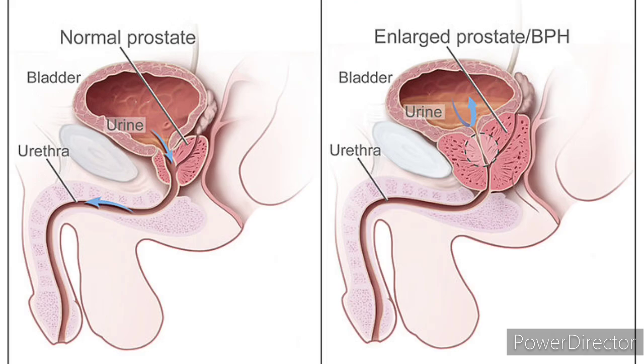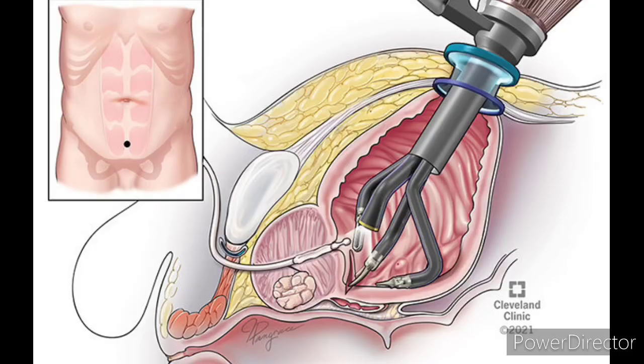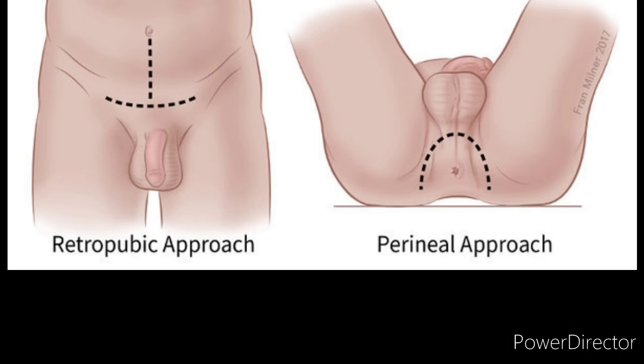So we have what we call transurethral resection of the prostate gland. Then we have transvesical prostatectomy. Then the other approach is retropubic prostatectomy, which is also called Millin's procedure. Then the other one is perineal prostatectomy, which is also called Young's prostatectomy. So these are the four approaches that we use.